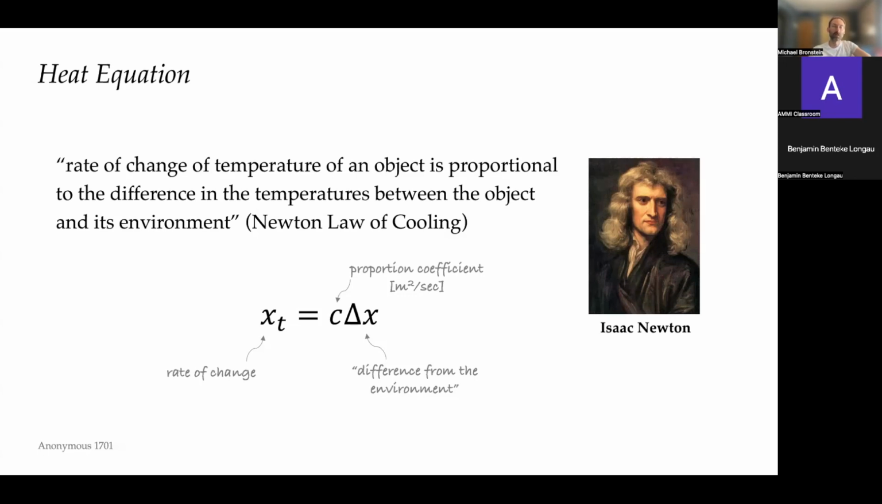So the diffusion equation is a differential version of this law of cooling. On the left-hand side, x is the temperature, so it's a scalar field. On the left-hand side, you have the rate of change, so how much it changes instantaneously in time. On the right-hand side, you have the Laplacian, which measures the difference between the temperature at the point and its environment. And the diffusivity coefficient is some proportion coefficient.